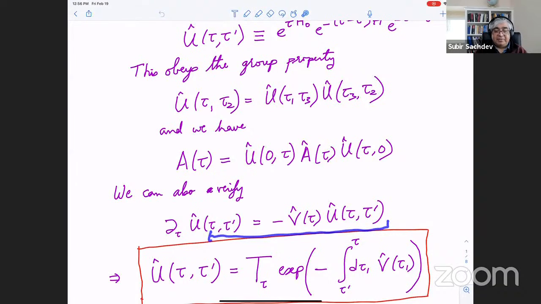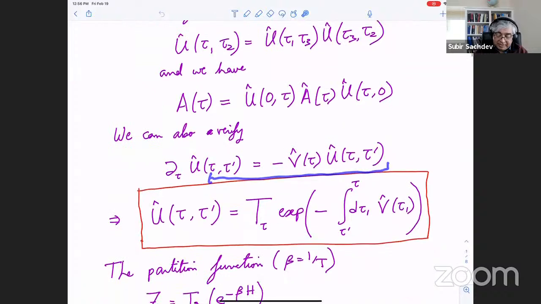And we've learned how to integrate these equations. You just put it up in an exponential and integrate with the time ordering symbol out front. So this is our compact expression, to all orders in the perturbation, of this time evolution operator in the interaction representation in imaginary time. And this will be the object we'll use to generate all the Feynman diagrams. You just expand the exponential, and then you draw pictures to represent each term, and that will be pretty much it.